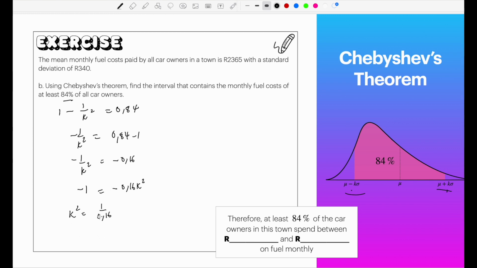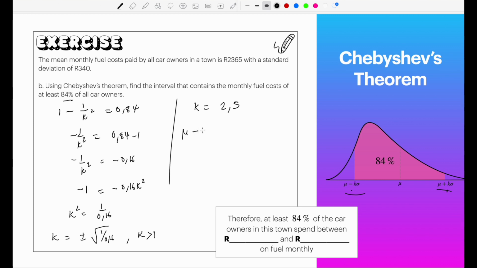Basic mathematics. Now, how do we then find k? We are looking for k and not k squared. So we go and find the square root of this value. So k will be equal to plus or minus the square root of 1 over 0.16. Put that into your calculator, but we are only going to consider the positive square root because remember, k is greater than 1 always. So our k value is the positive square root of this value, and putting it into your calculator will give you 2.5. With that being said, we can now find the interval values.